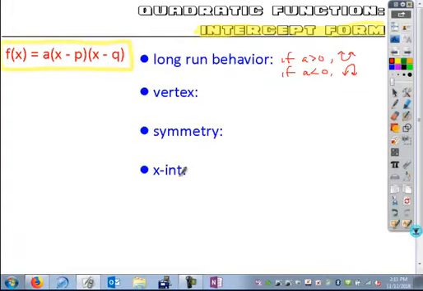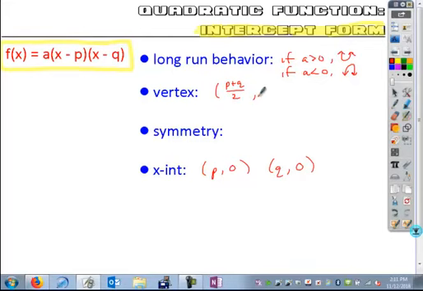And so if we jump down here to identify the x-intercepts, they are the coordinates (p, 0) and (q, 0). What that means is the vertex is going to be halfway between those two. It's the average of them. So the x-coordinate for our vertex is going to be (p + q) over 2.